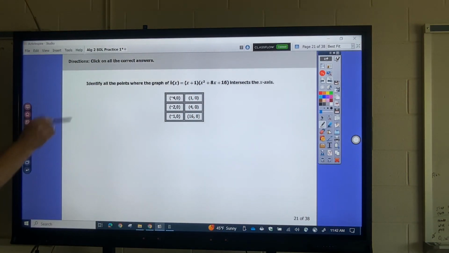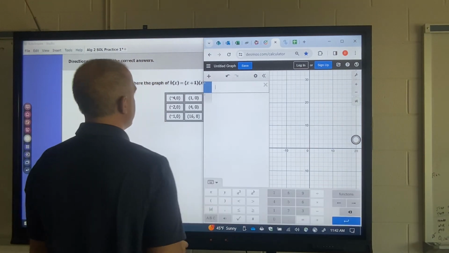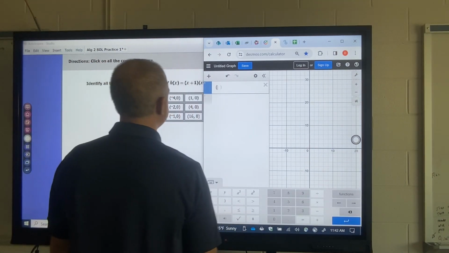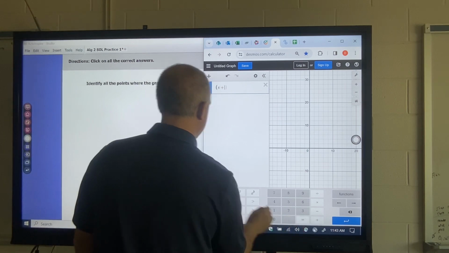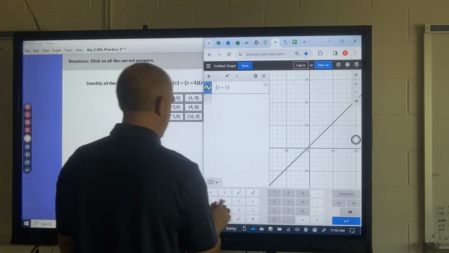Where does that intersect the x-axis? So what I would do, very simply, I would put x plus 1, and then the next one is x squared plus 8x plus 16.